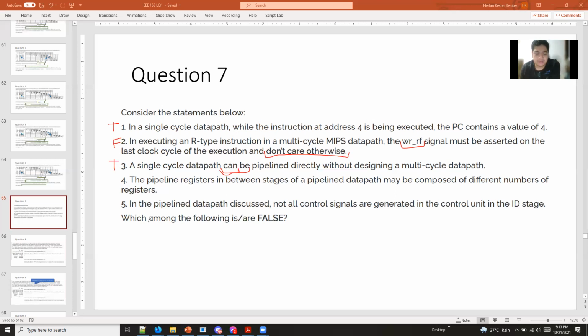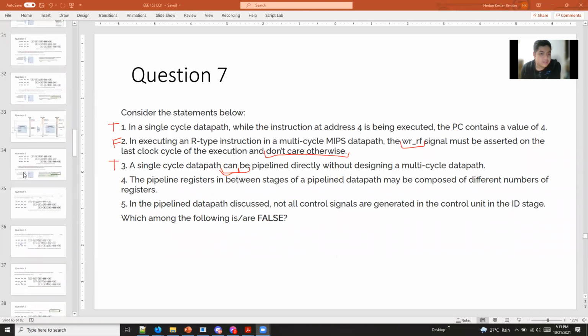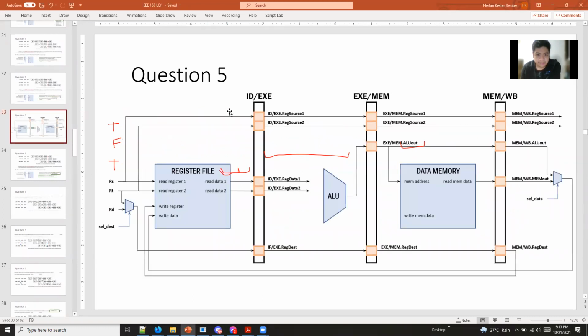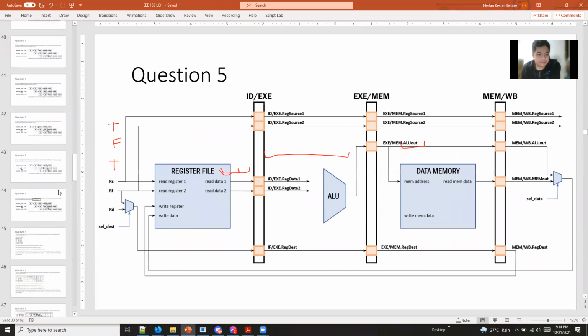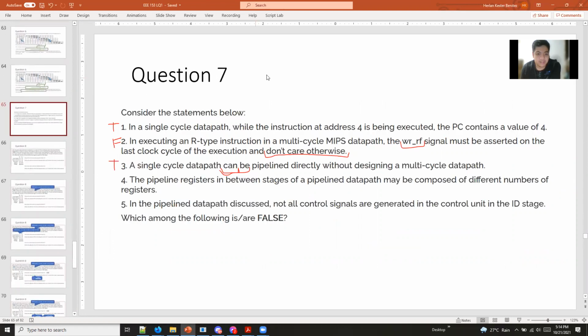And then number 4, pipeline registers between stages of a pipeline data path may be composed of different number of registers. So that is true. I think meron sa example dito, yung data path natin. Meron tayong extrang register dito sa pipeline na to, and itong mga registers na to, wala sila dito. So of course, obvious naman na pwede silang iba-ibang numbers.